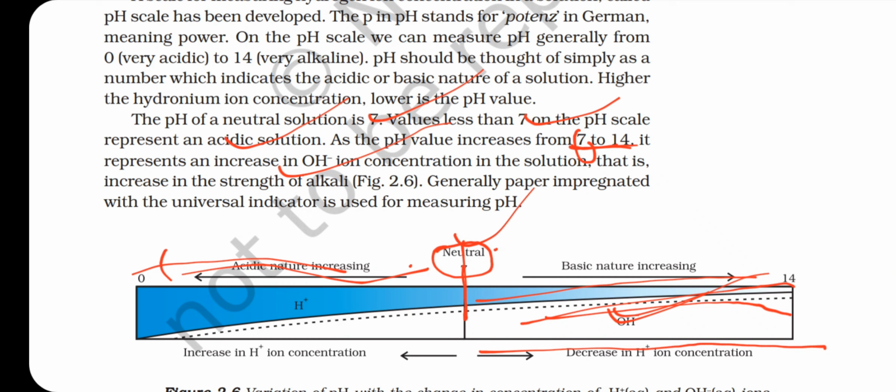It represents the strength of the alkali. Alkali means the bases which are soluble in water. Generally paper impregnated with the universal indicator is used for measuring pH.